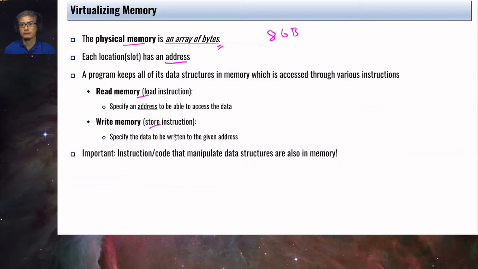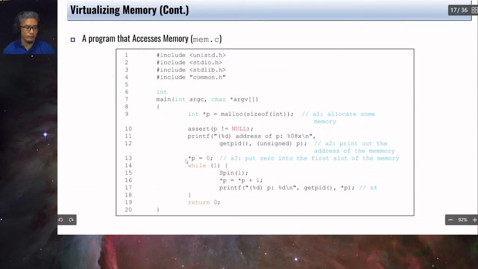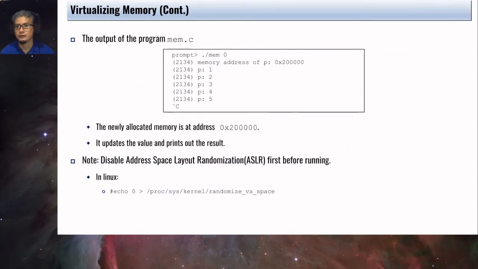So the load instruction will fetch data, while the store instruction will place data in the slot in the physical memory. It's important to remember also that the instructions or code that manipulate the data structures are also in the main memory. So let's have an example here that illustrates how memory is virtualized. In summary, the idea of virtualizing memory is that it provides an illusion that a process has access to the entire physical memory, even though it does not have access to that.